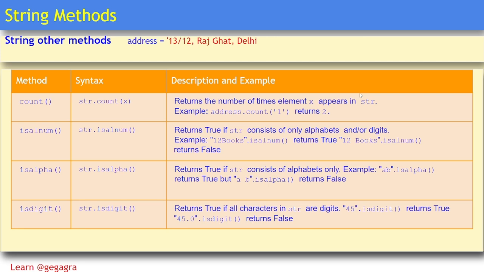Another method is isdigit. If you want to check this function, a string should be there. If I apply isdigit on this string, it returns true if all the characters in the string are digits. For example, 45 dot isdigit returns true. On the other hand, 45.0, since this is a string and the point is not a digit, the point is a character, and this is a whole string, so it will return false. Why? Because the point is there and the point is not a digit. So this is how we can apply these string functions. And now I'm taking you to my Colab.